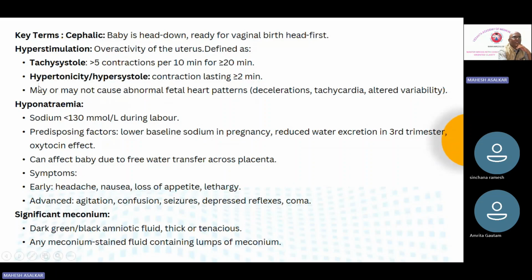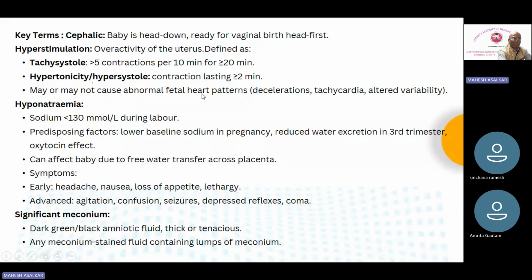Here, there are certain definitions which they may ask you as a SBA. So there can be hyperstimulation, that is overactivity of the uterus, which is defined as tachysystole when you have 5 or more contractions per 10 minutes for over a period of 20 minutes. So if you have got 5 contractions over 10 minutes, that is labeled as a tachysystole. Or there may be hypertonicity or hypersystole if your contraction is lasting more than 2 minutes. That is called hypersystole or hypertonicity.